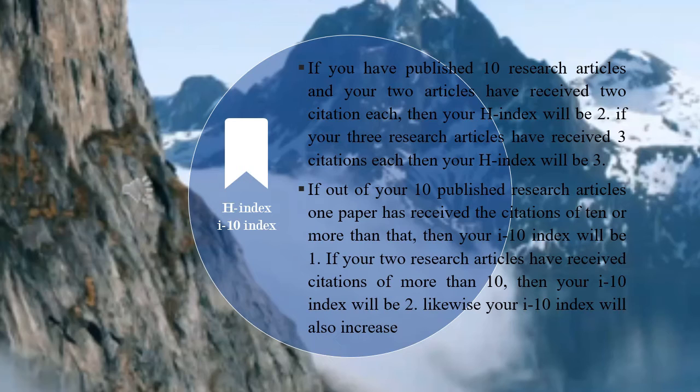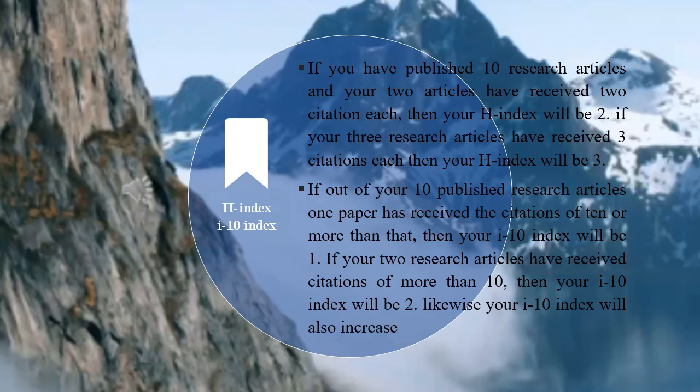If you have published 10 research articles and your 2 articles have received 2 citations each, then your H-index will be 2. If your 3 research articles have received 3 citations each, then your H-index will be 3.